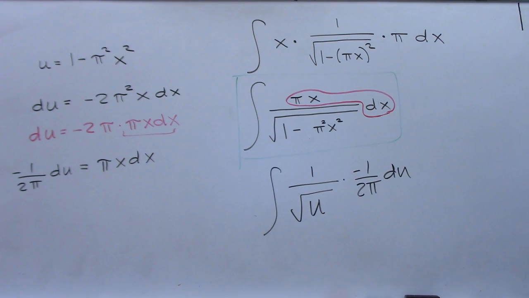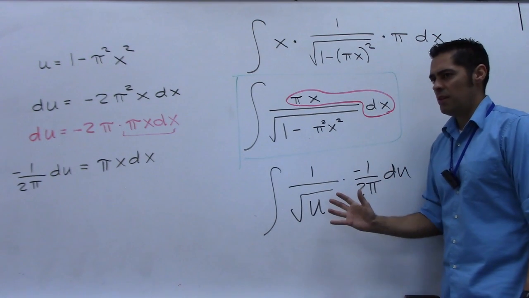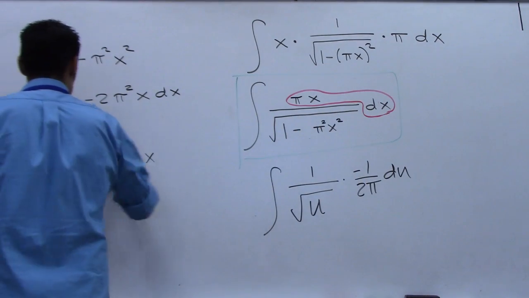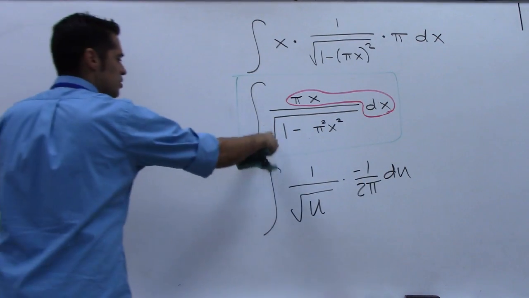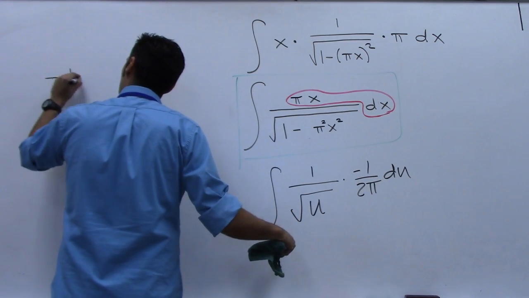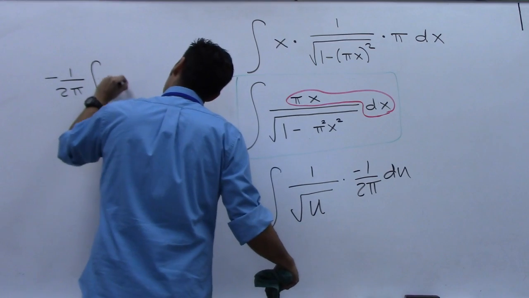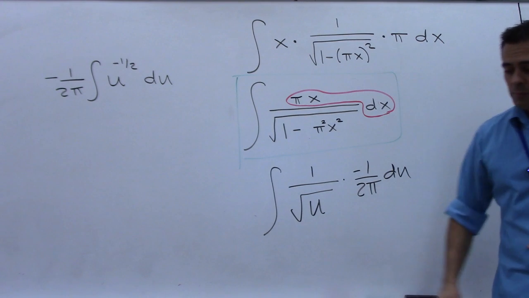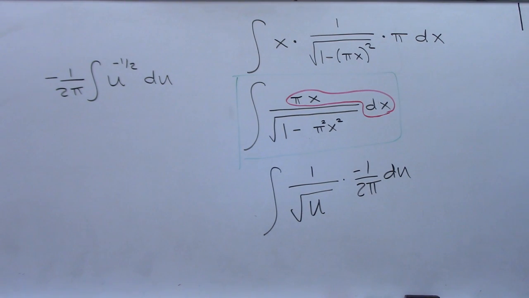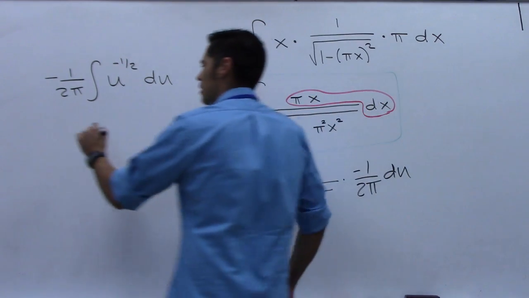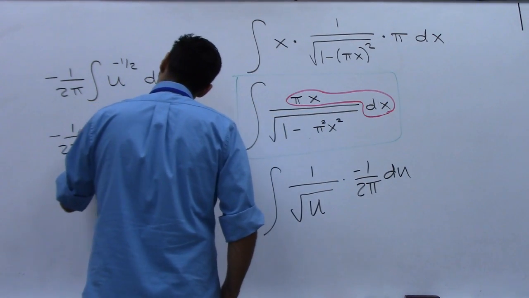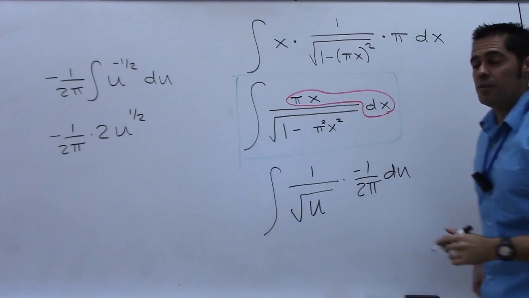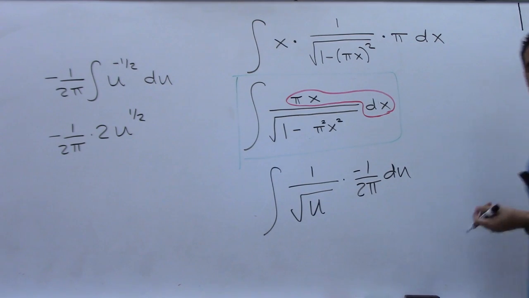With me? Now, as you move on and get better at this, you can do it all at one time. But I would go slower steps initially. Okay, so what's in this green box becomes negative 1 over 2 pi integral u to the negative 1/2 du. The antiderivative of u to the negative 1/2 is 2u to the positive 1/2. So I'll have negative 1 over 2 pi times 2u to the positive 1/2 plus a constant, right? But I'll throw that in at the very end. Just going to remember. 2's cancel.